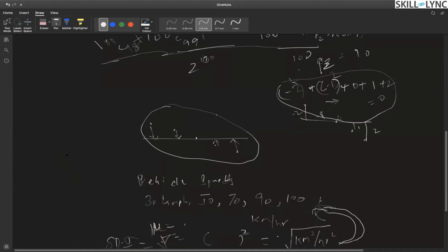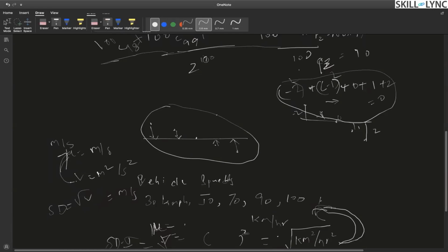But you should understand that if the mean is in some unit, say meter per second, then the variance would be meter square per second square. To bring it back, since your observations are also in meter per second, to bring the units back to meter per second, we have to take the square root of variance, which is called standard deviation, which is again meter per second.